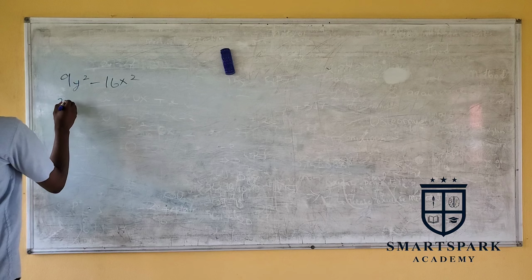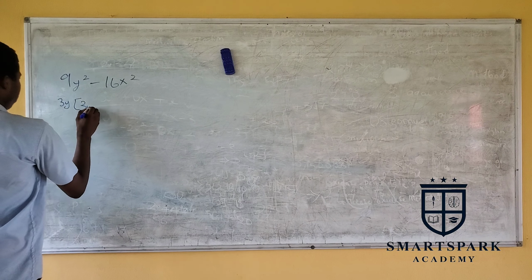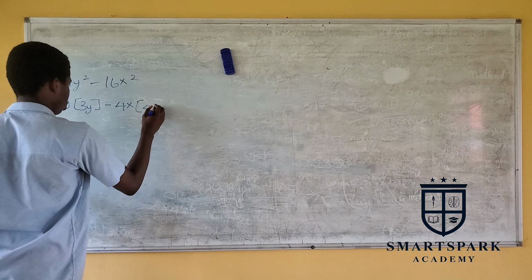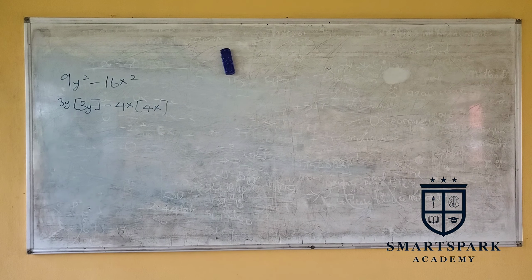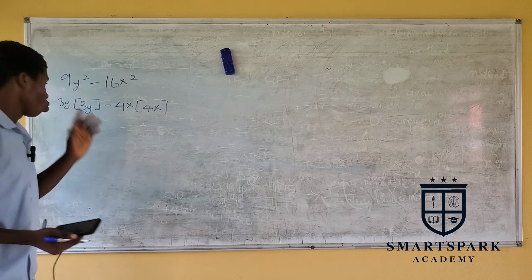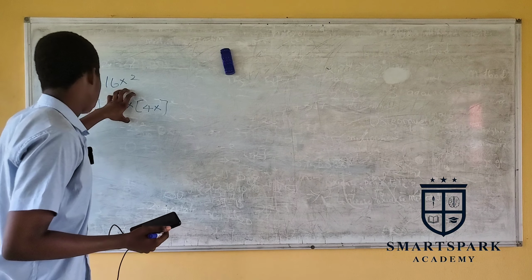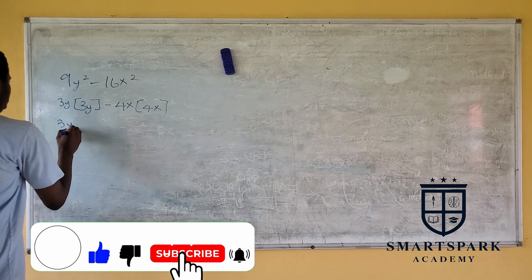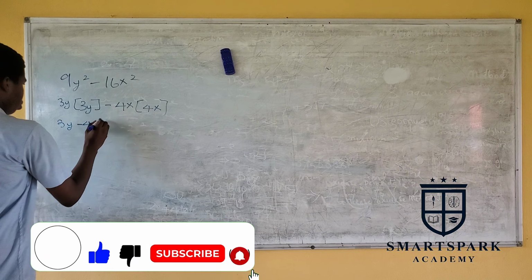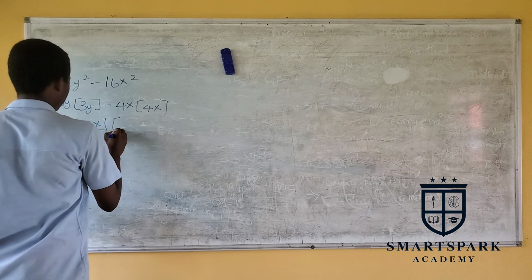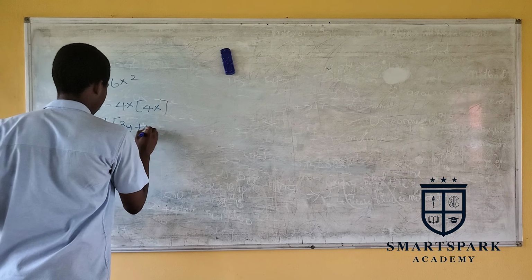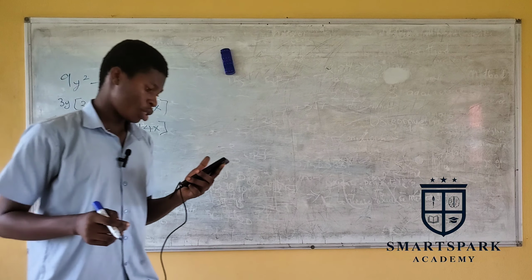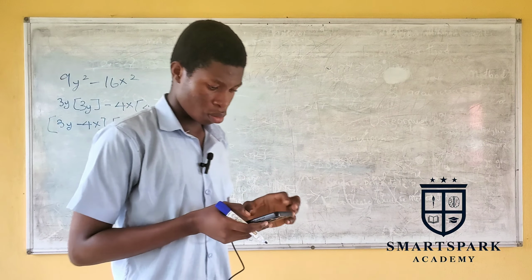So this is 3y multiplied by 3y minus 4x multiplied by 4x. From what we know about quadratic expressions, we take this side and pair it up with this side, and this side with this side. So we are looking at 3y minus 4x multiplied by 3y plus 4x. This is the answer for question 12. On to the next question.